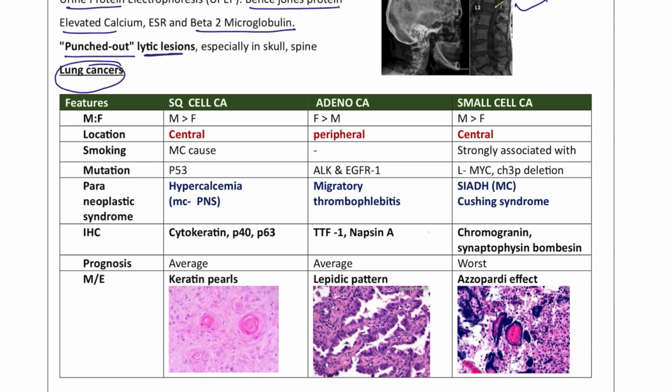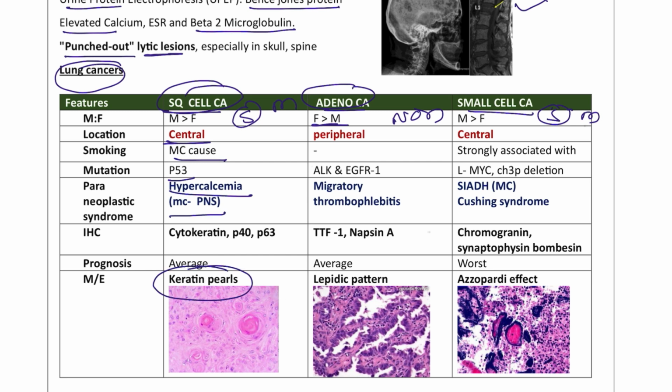Lung cancers: squamous cell carcinoma, adenocarcinoma, and small cell carcinoma. Squamous cell and small cell carcinoma are both associated with smokers, and most commonly males. Adenocarcinoma is most common in non-smokers and females. Squamous cell carcinoma is central and the most common type overall associated with smoking, with P53 mutation and hypercalcemia as a paraneoplastic syndrome. On biopsy you are going to see keratin pearls.